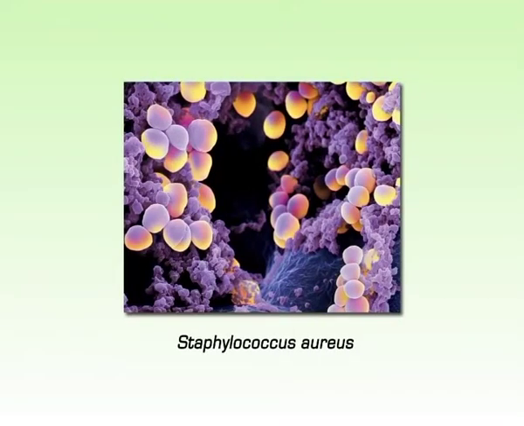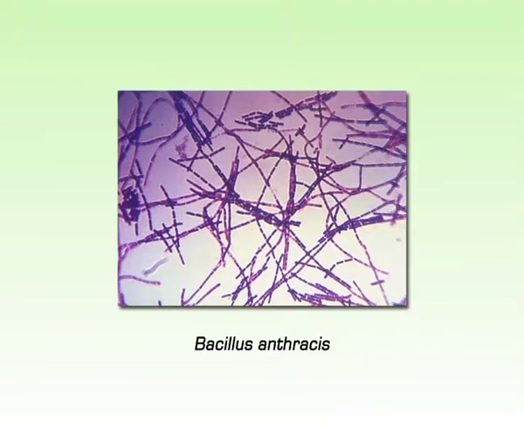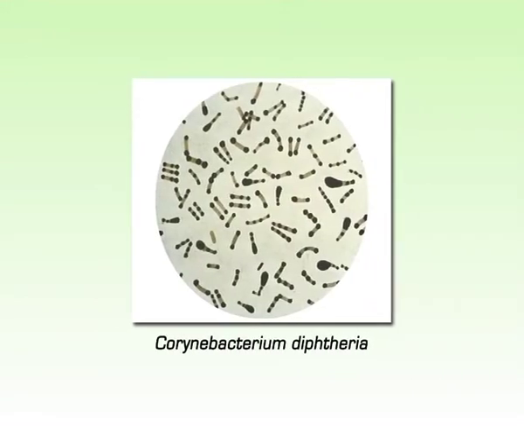And when we come to motility, motility in gram-positive organisms is carried out by means of flagella. And in the case of reproduction, the mode of reproduction is by means of transverse binary fission. Some of the gram-positive bacteria include Staphylococcus aureus, Streptococcus mutans, Bacillus anthracis, Clostridium tetani, Corynebacterium diphtheriae, and so on.